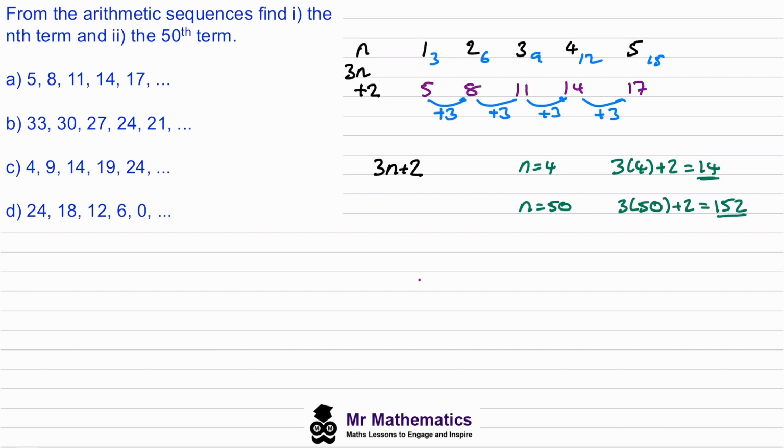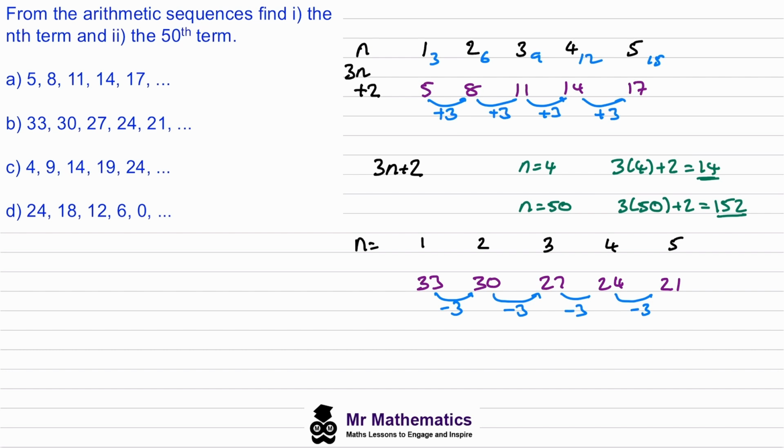So now we have the sequence 33, 30, 27, 24, and 21. We know 33 is our first term, the 30 is our second, 27 is our third, and so on. The common difference will be the 30 take away the 33. This will give us minus 3. 30 take away 3 does give us 27. And 24 take away 3 is 21.